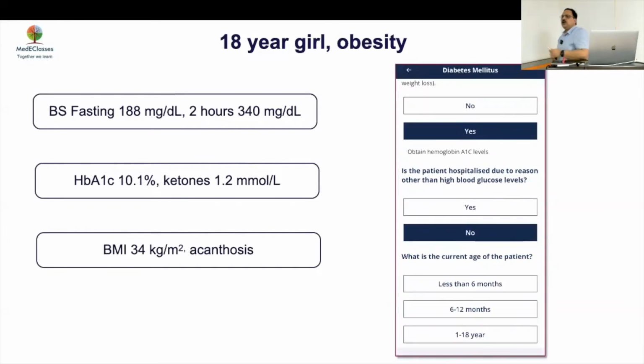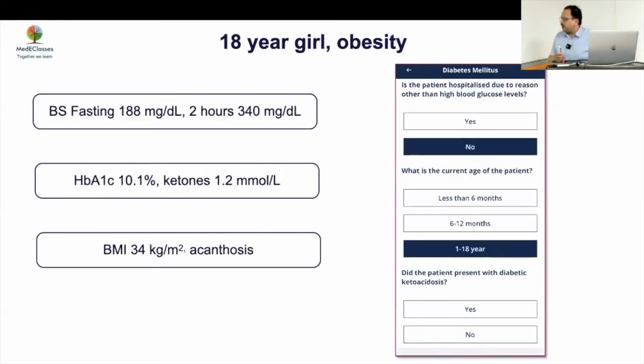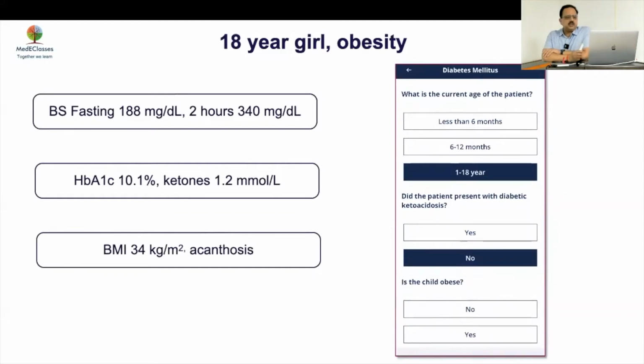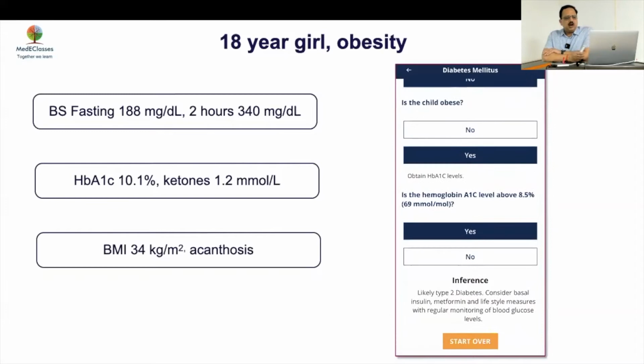So this is how the algorithm will tell you. 1 to 18 years, decay is not there per se, but there is ketosis. Child is obese. You have to consider that maybe basal insulin will be required in this setting. So this is where you can classify.